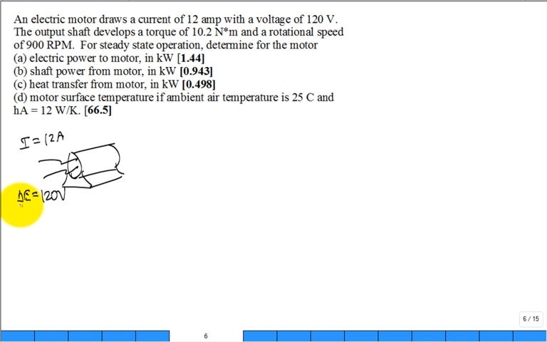Let's say a change in the electromotive force, EMF, measured in volts, is equal to 120 volts across the legs, supplying electric power to the motor. The output shaft of the motor has a torque of 10.2 Newton meters and a rotational speed of 900 RPM. What symbol do we want to use for rotational speed?